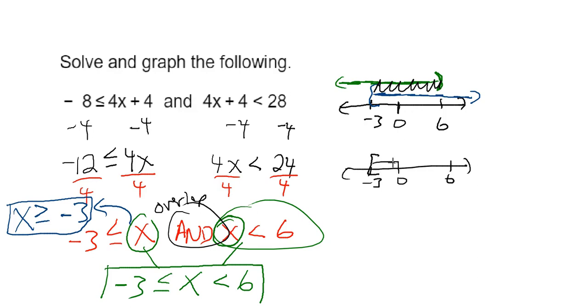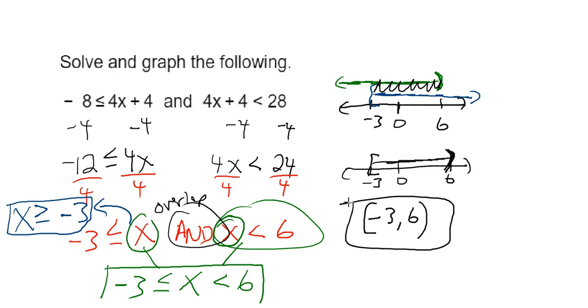So brackets on the -3, parentheses on the 6. All right, it's a pretty bad parentheses. And then as an interval, we go from the very left to the very right. So that's going to go from -3 to +6. Brackets on the -3, parentheses on the 6. And that would be the answer in interval form.